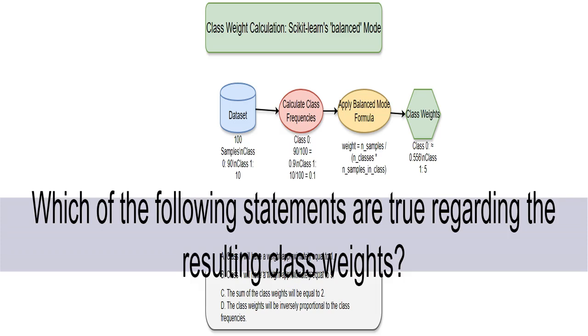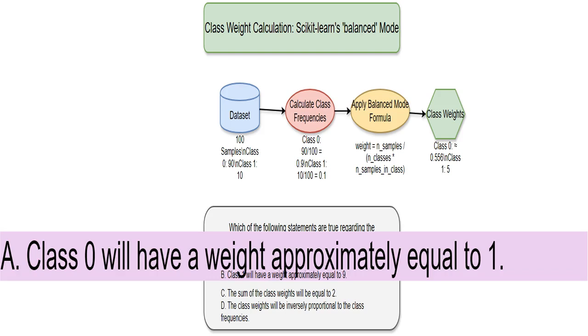This is a multiple-choice question asking you to assess your understanding of how class weights are calculated using scikit-learn's balanced mode. It tests your ability to interpret the results obtained after calculating the weights for each class in the dataset. This statement checks if you understand the weight calculated for the majority class, class 0. The question presents a calculated weight, and this option asks if it's close to 1.